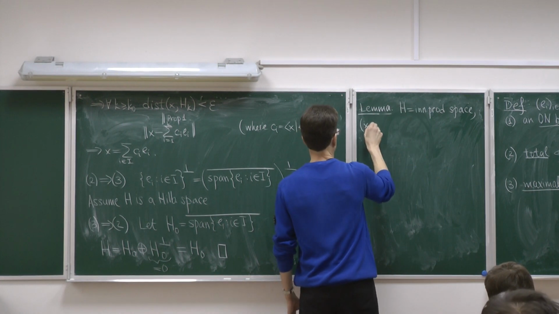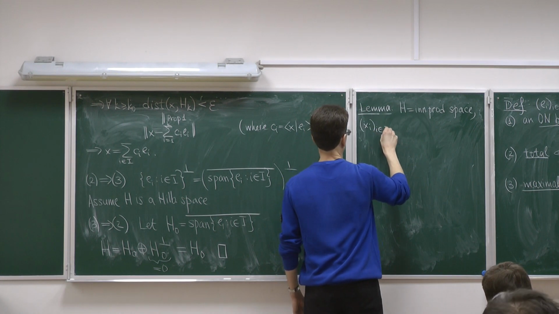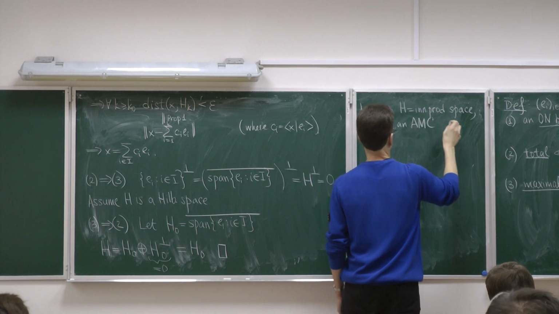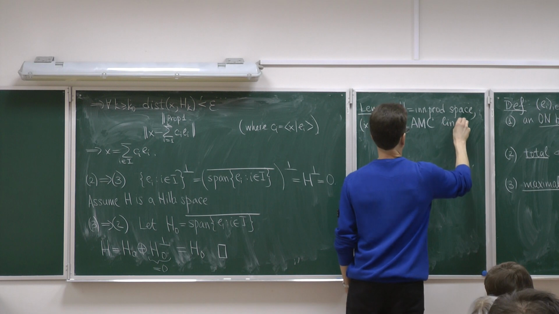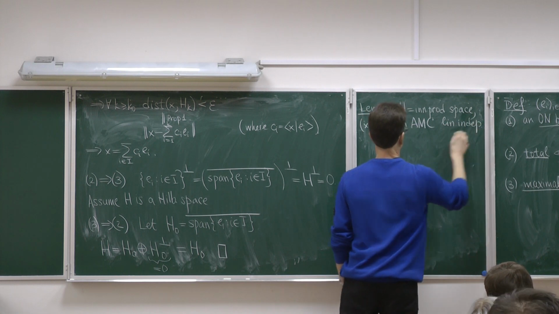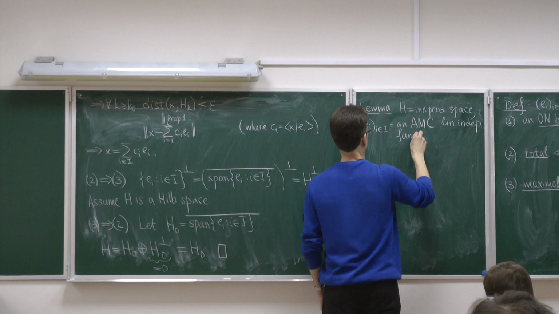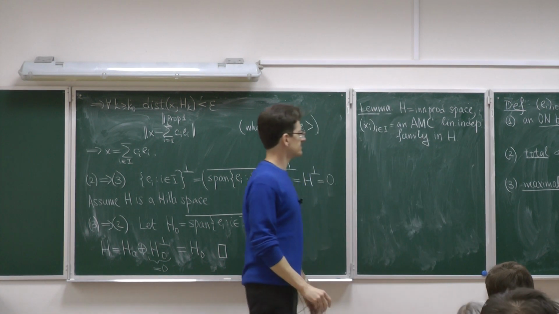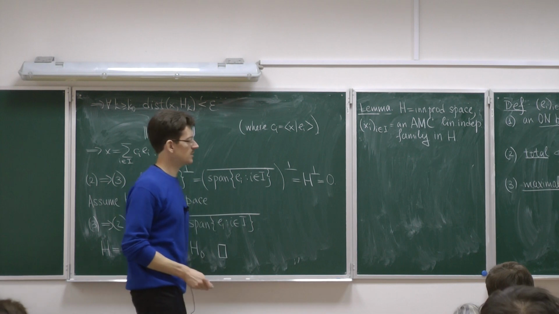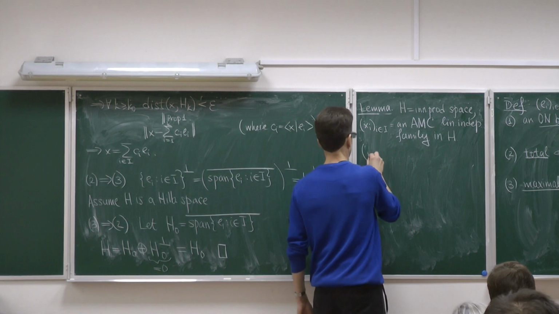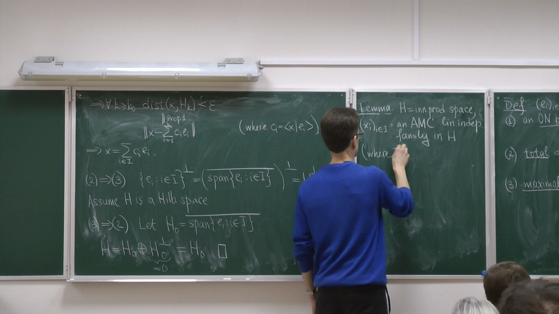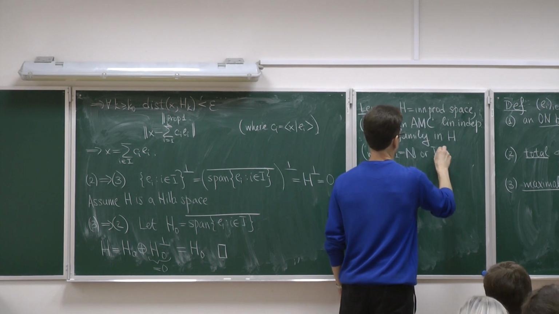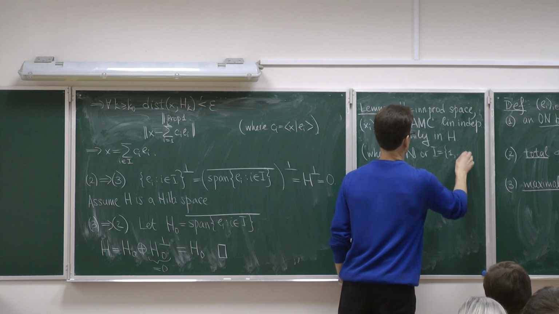And suppose that Xi is an at most countable, linearly independent family of elements in H. So it is at most countable, so we may assume that I is either the set of natural numbers or the set of integers from 1 to n.